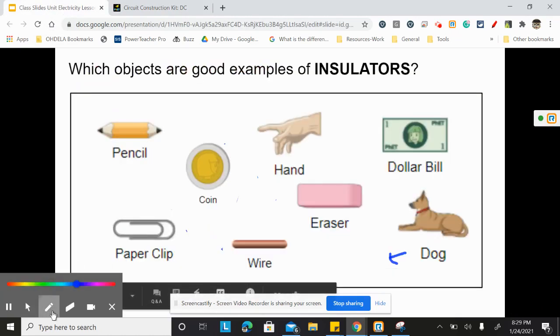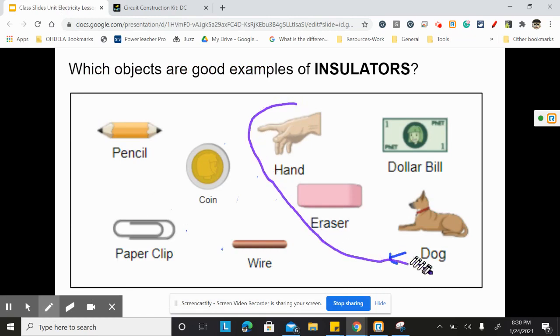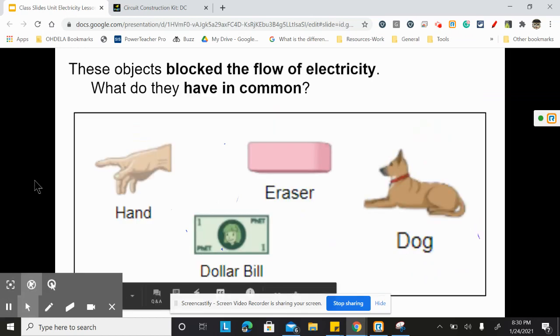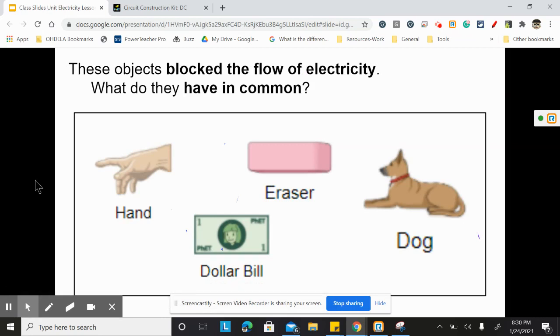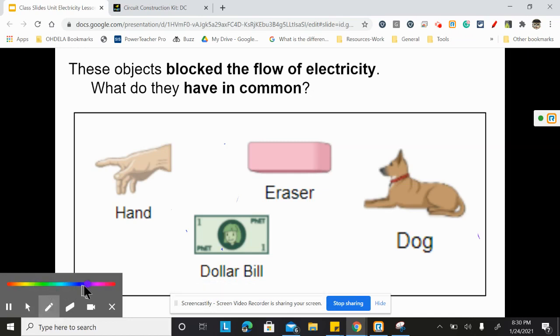Which objects are good examples of insulators? Well, we discovered that the hand, the eraser, the dog, and the dollar bill all blocked the flow of electricity. The circuit stopped working when we added the hand, the dollar bill, the eraser, or the dog. These are good examples of insulators. What do these objects have in common? Why might they all be insulators and not conductors? Well, they have either no metal element or very little metal elements in their composition.